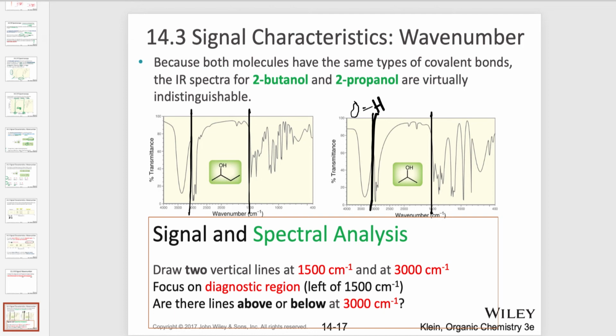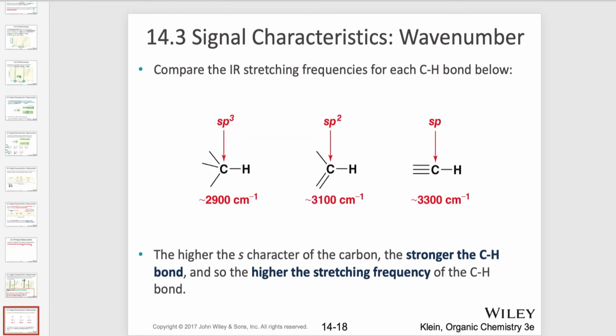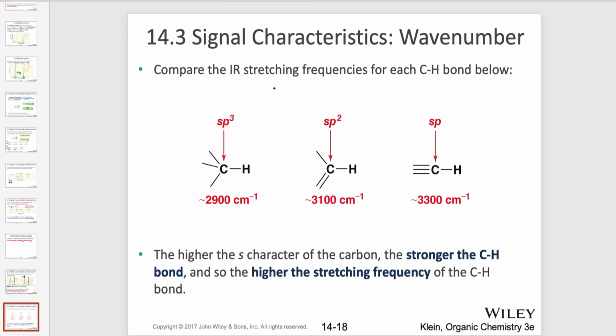Okay, on the next slide, here's the differentiation. It's really important that you associate the stretching frequencies for CH bonds. These CH bonds depend on what the hybridization is. That's why I started us out by reviewing a lot of old concepts and theories from Orgo 1, because we're going to have to apply them over and over again.